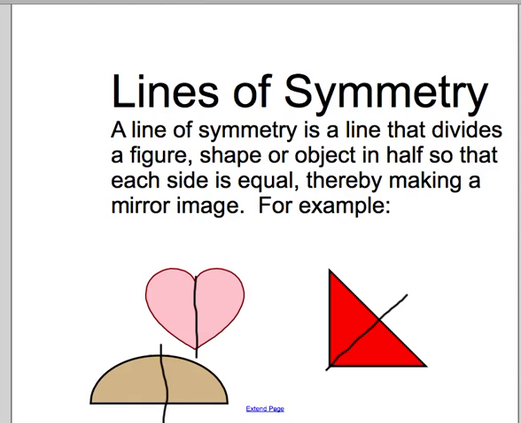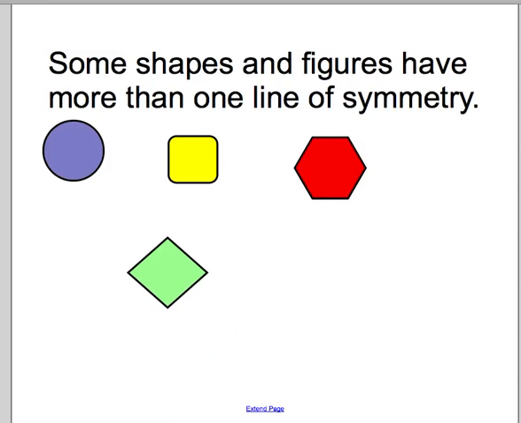Some shapes have more than one line of symmetry. And I'm going to show you. So this circle, I could draw it here. I could have also drawn the line here. That's not very straight at all, but this side would be congruent with that. I could draw the line here to begin with, and there would just be many, many lines of symmetry for the circle.